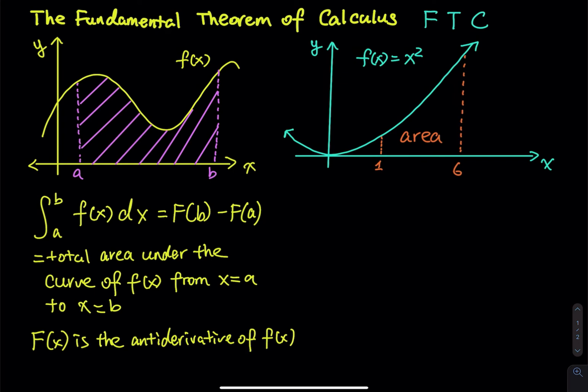What is antiderivative? Antiderivative means we do the derivative backwards. So let me give you a simple example. We have a function f of x equals x squared, that is a parabola. I am looking for the area of this parabola from 1 to 6.